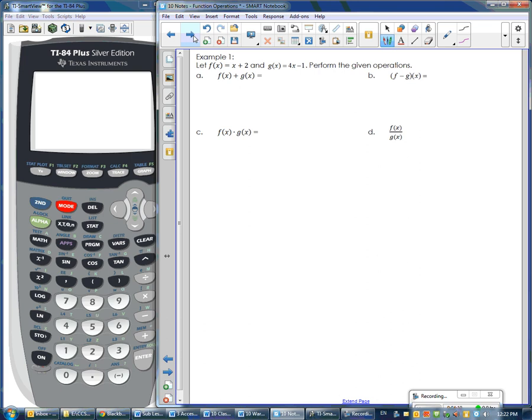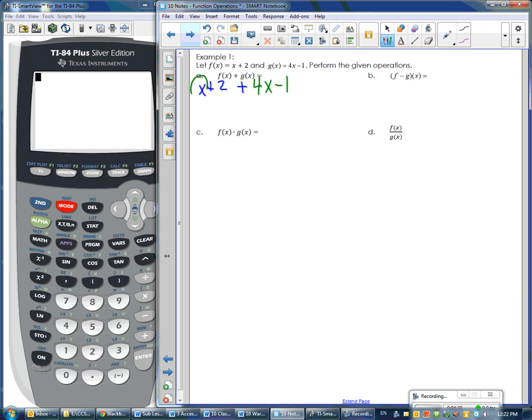Okay, so in part A, you're asked to add f of x plus g of x. And again, with addition, you don't need to worry about grouping symbols. So if my function f of x is just x plus 2, and I want to add that to my function g of x, let me actually use a different color. My function g of x is 4x minus 1. Then all I need to do now is add my like terms.